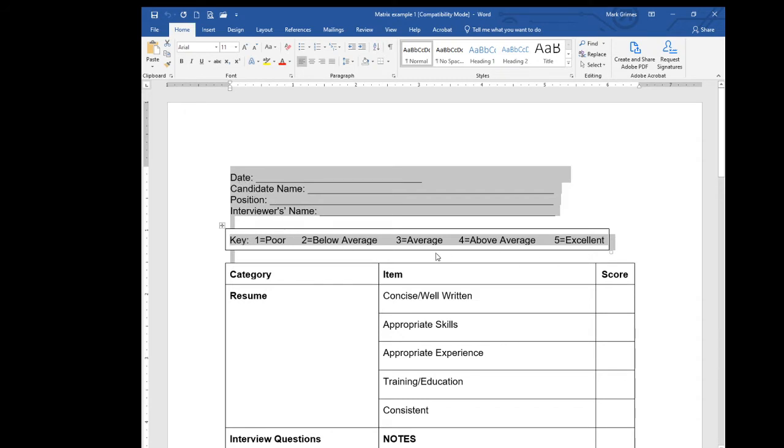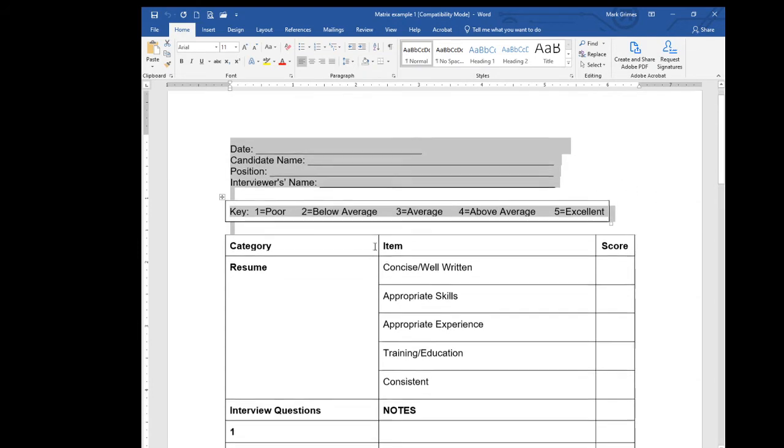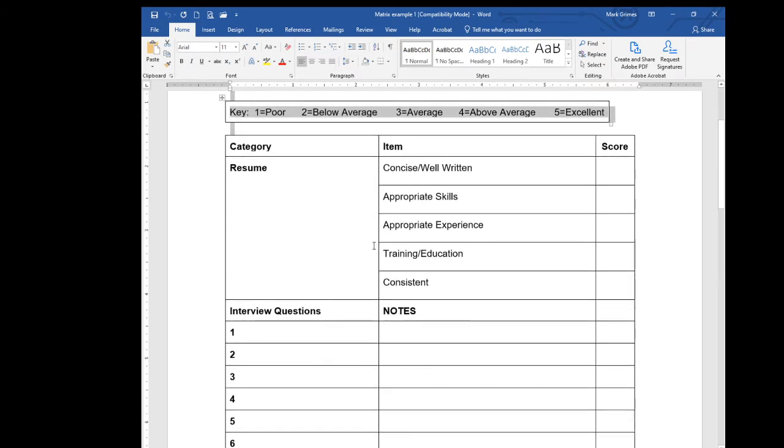Hopefully you don't need the key because you know this is a pretty standard key. 5 is great and 1 is poor. So you could eliminate all of this up here. But in this particular example, this is an actual hiring matrix that somebody created for a prior class. The idea was when they're thinking about the resume, they want to look for these things because to them, being concise and well written is important.